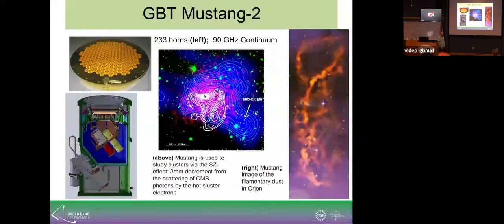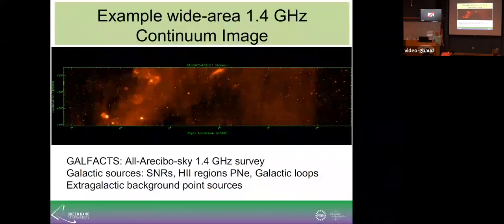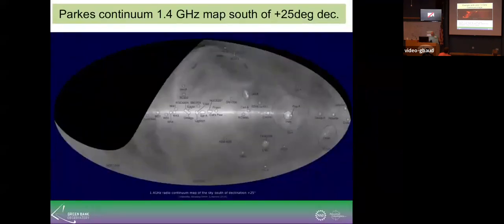So she did, the SZ effect. So basically you have the cosmic microwave background scattering off hot X-ray gas. You actually see it as a negative signal in the radio. And a beautiful picture, this is from Arecibo at L band, of galactic supernova remnants and HII regions. And the background again, all those point sources are extragalactic background sources.